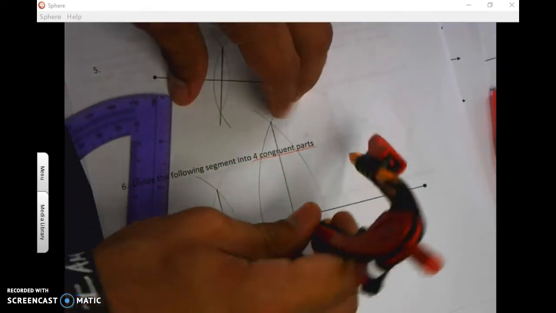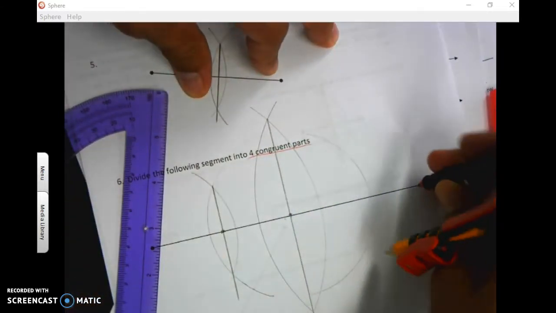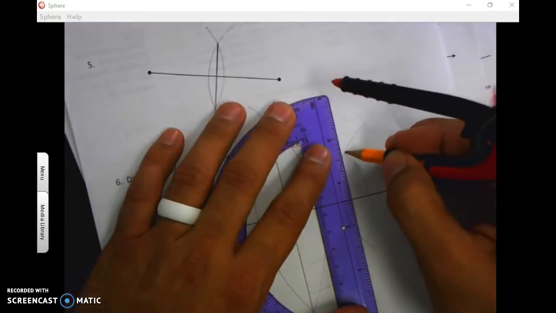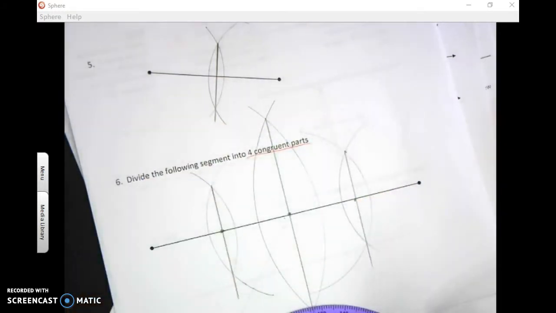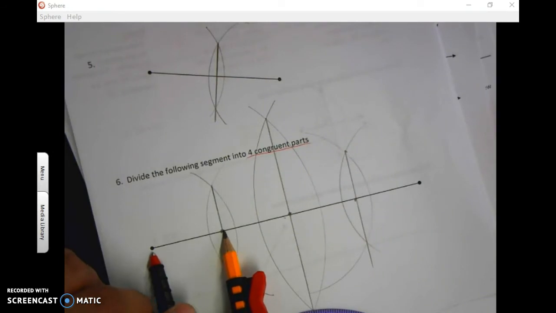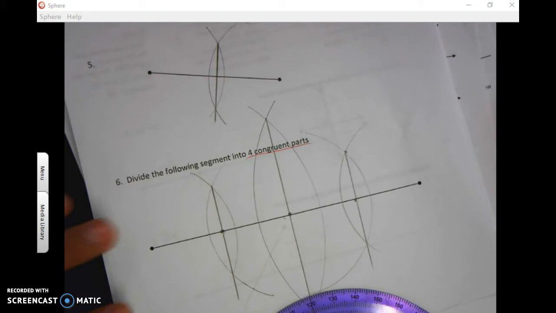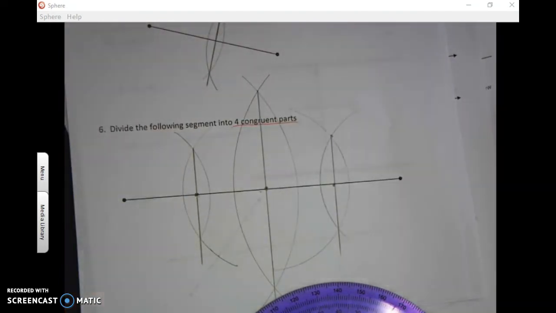All right. I don't even have to change my compass. I use the same exact measurement. If I connect that one, now I've got 4 equal segments. Okay. And I could try to verify that. Pretty equal. Okay. So that's number 6 on bisectors.